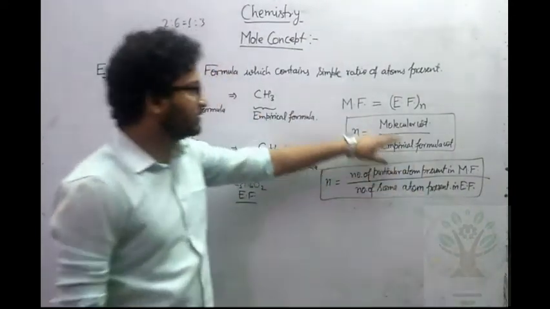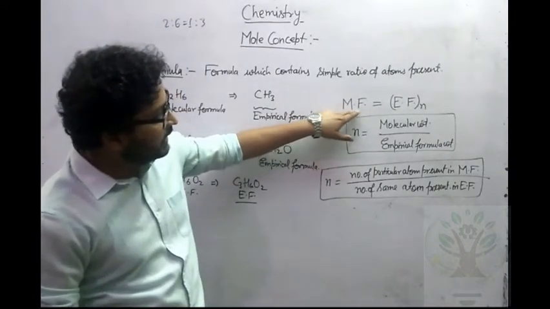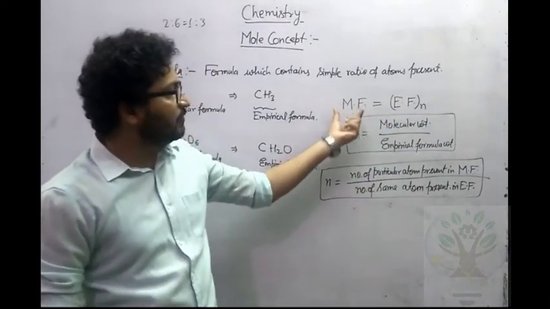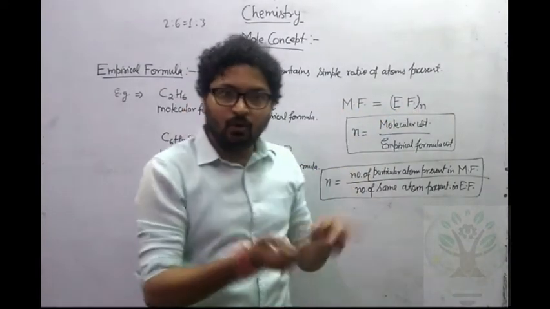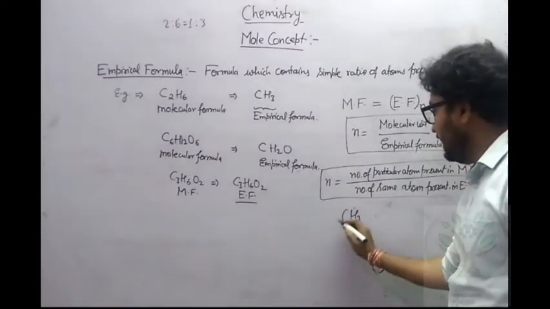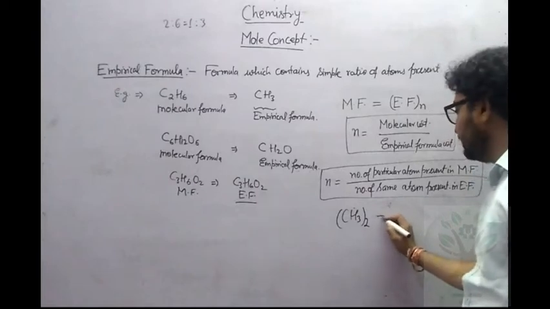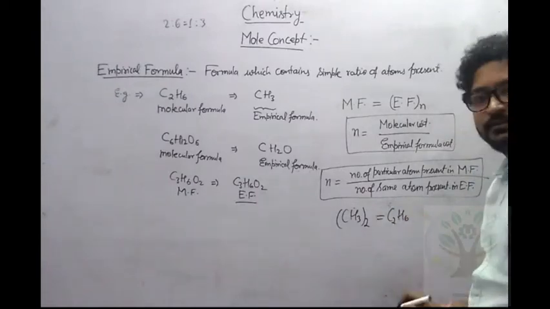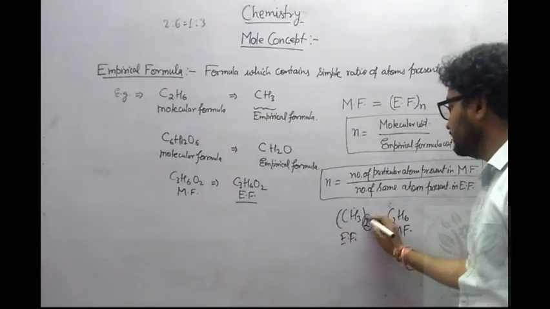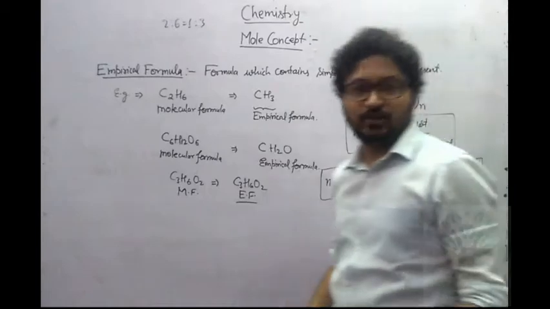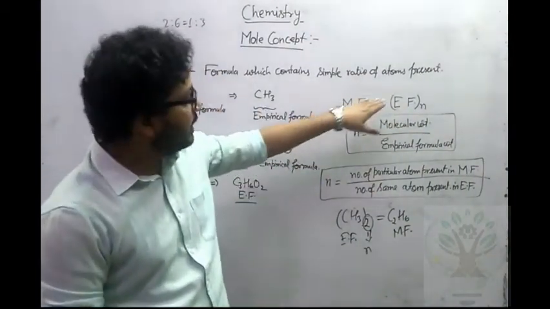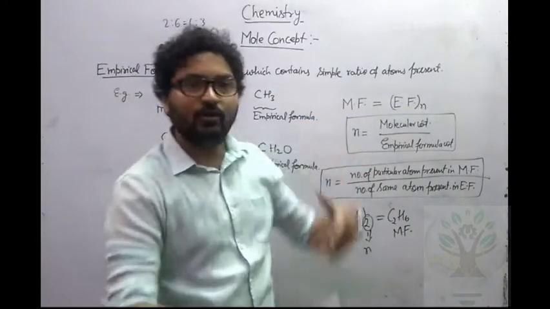Now, I hope you are understanding one more thing. The molecular formula is nothing but n times the empirical formula. Means molecular formula is empirical formula whole n. For example, CH3 was my empirical formula. If I make it whole twice, it will become C2H6. So this is my molecular formula, this is my empirical formula, and this 2 is nothing but n. n is an integer. So the relation between MF and EF is MF equals EF whole n.